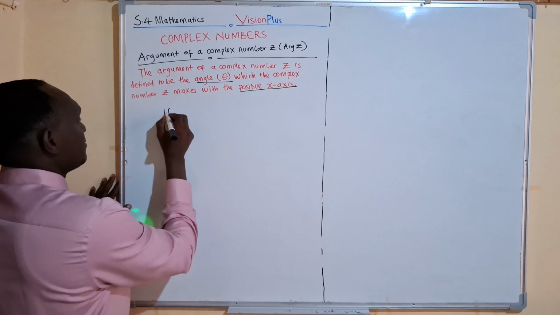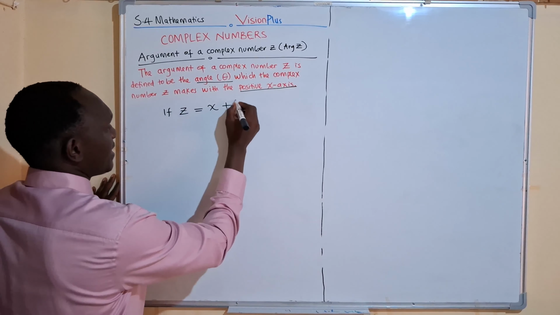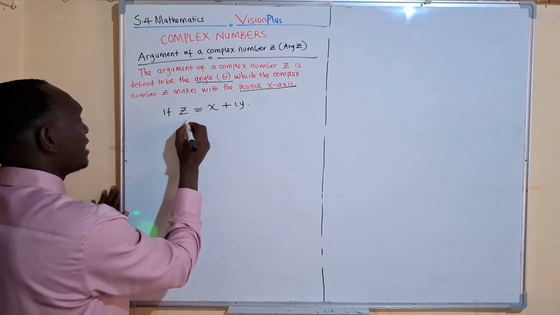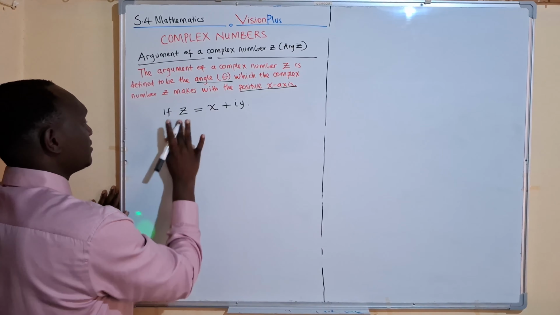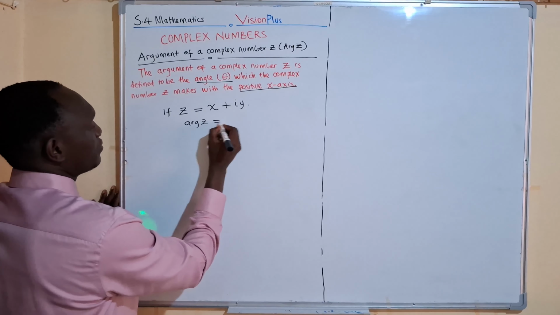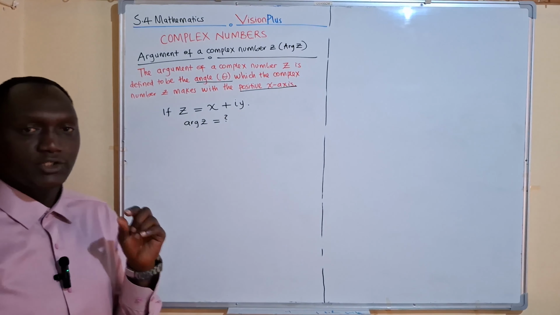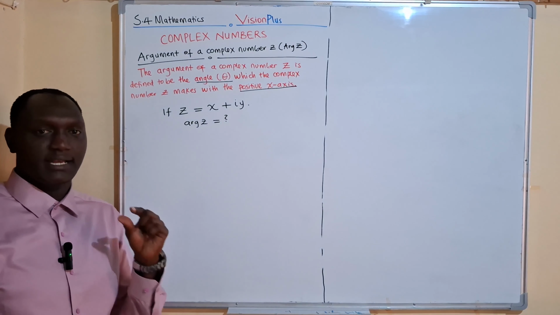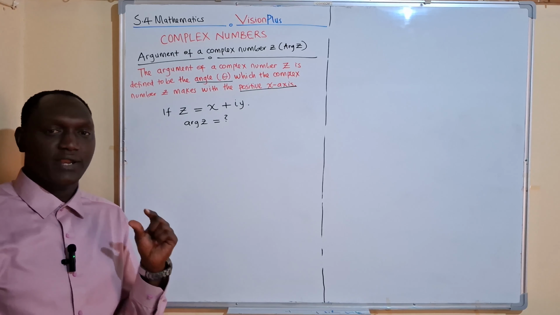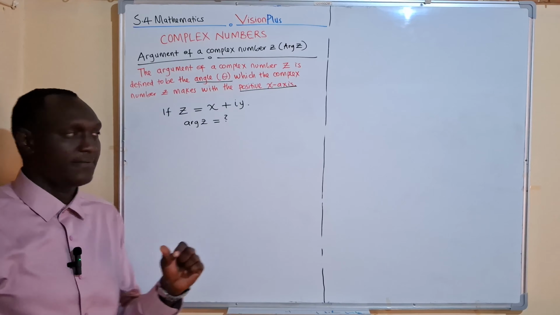If you are given a complex number z as x plus iy, what is the argument of z, which we are calling arg z? What would be the argument of this complex number z? Now, the argument is an angle. So, whenever you are getting the argument, you must get an angle, either in degrees or in radians.